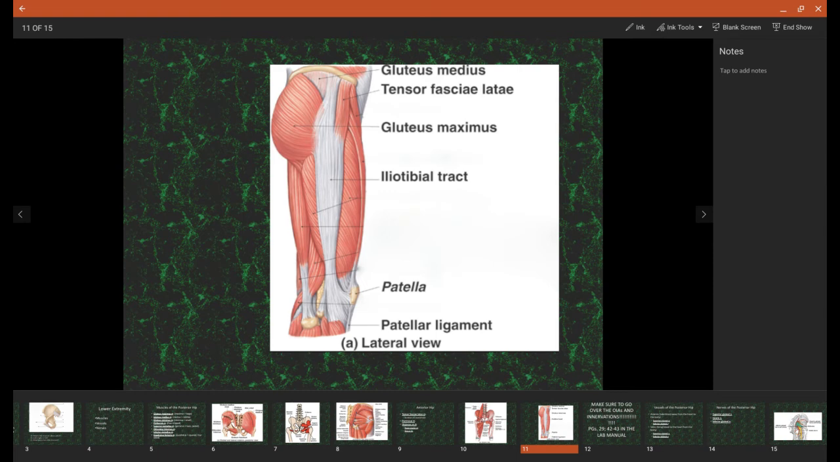Tensor fasciae latae is going to be innervated by superior gluteal nerve. And if you'll recall, superior gluteal nerve also innervates gluteus medius right here. And gluteus medius was also a muscle that abducts the thigh. So a lot of times you'll see this happen where muscles that do the same actions are innervated by the same nerves.